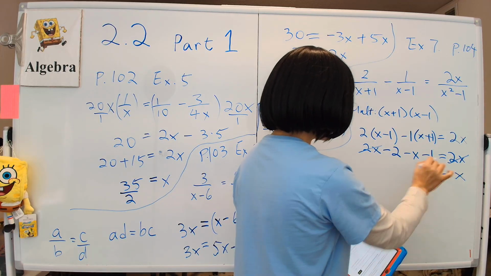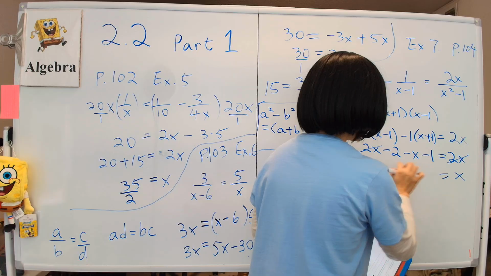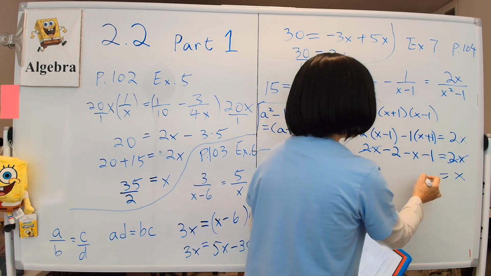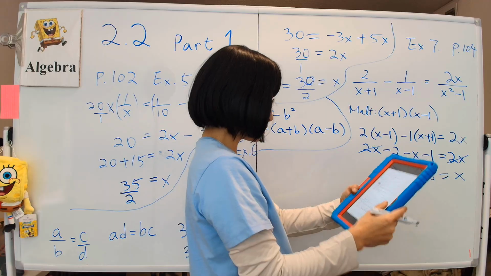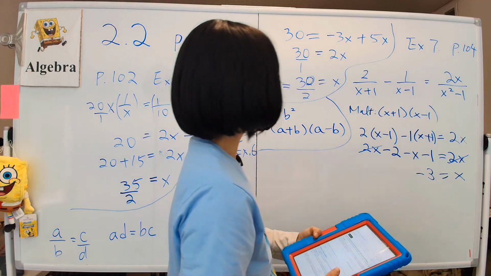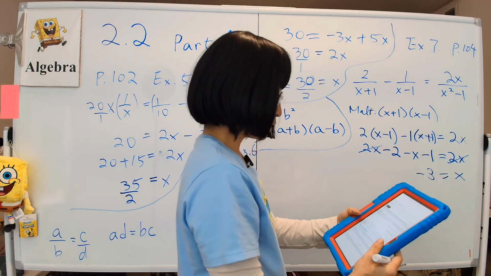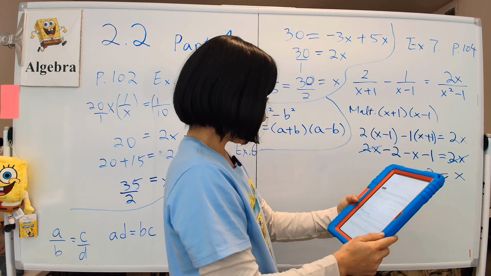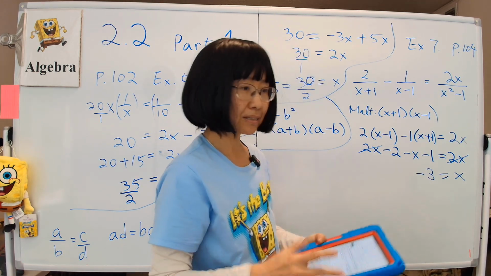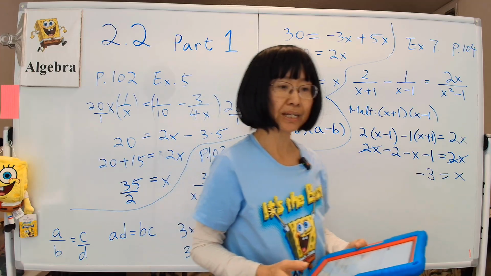And then that becomes x, and down here we have minus 2, minus 1, so we're left with minus 3, and that should be the answer. Yep, it is. So that is the answer to example 7, which is a, and that should be the end of this section of part 1 that we're doing.